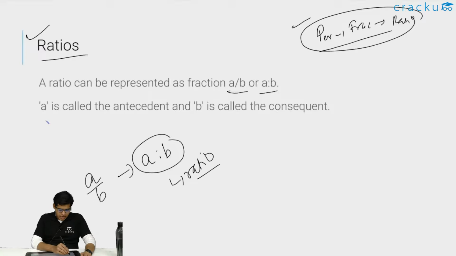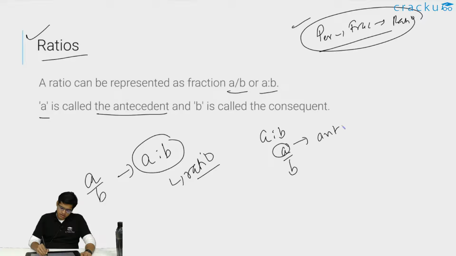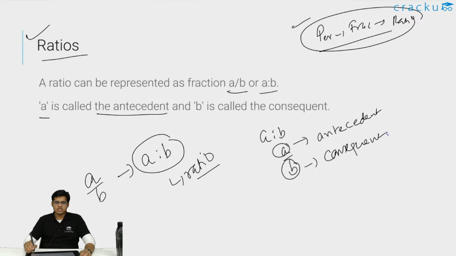And A is called what? A is called the antecedent. So A is to B ratio means A by B fraction. So this top part is called the antecedent, and this bottom part is called the consequent, right? Top part is antecedent, bottom part is consequent. This is the general idea.